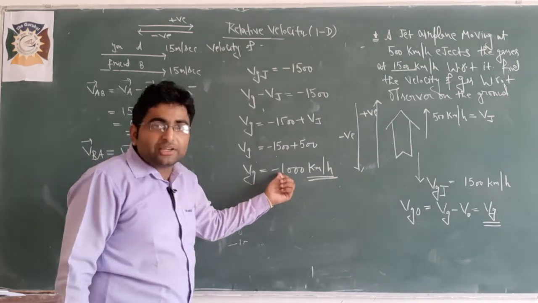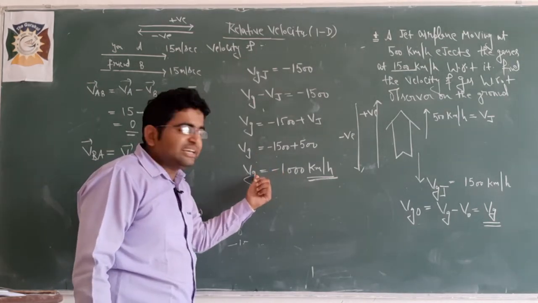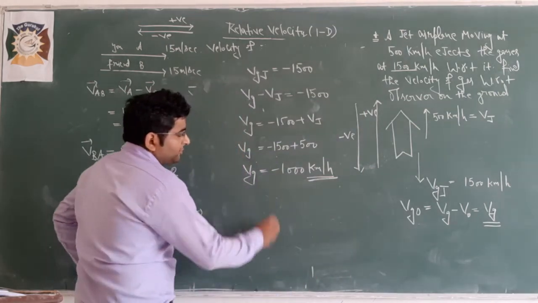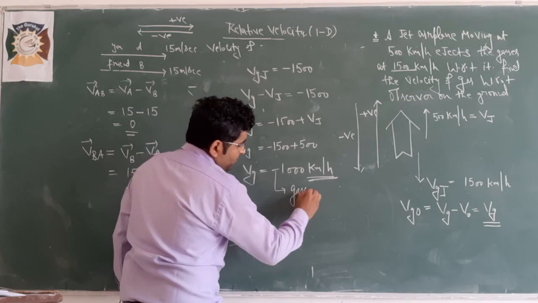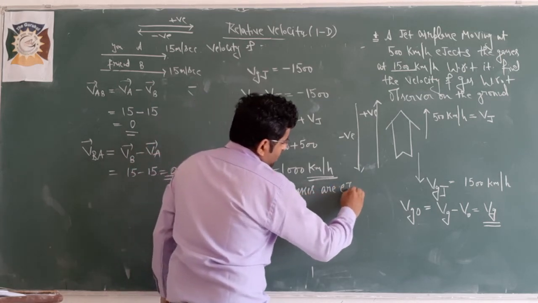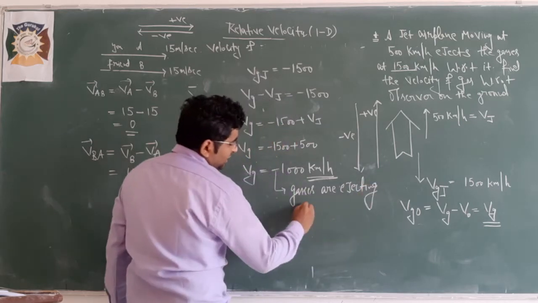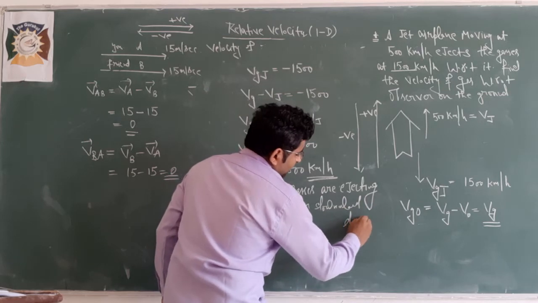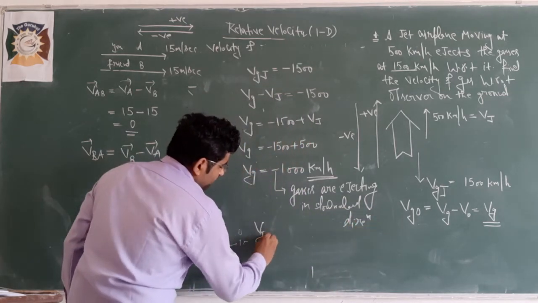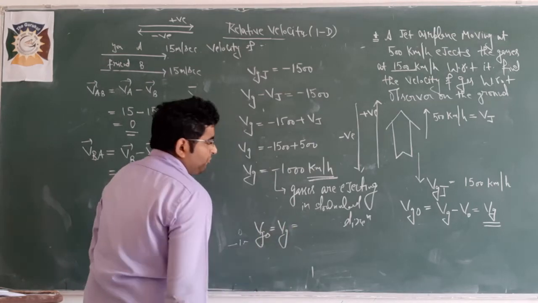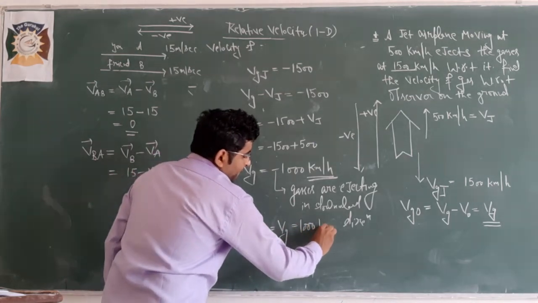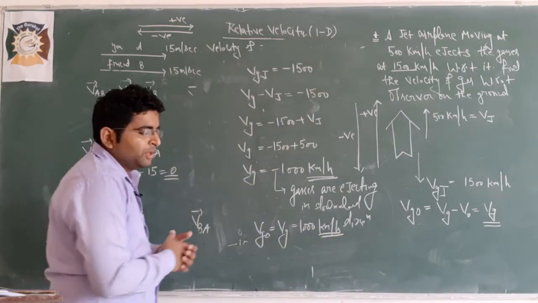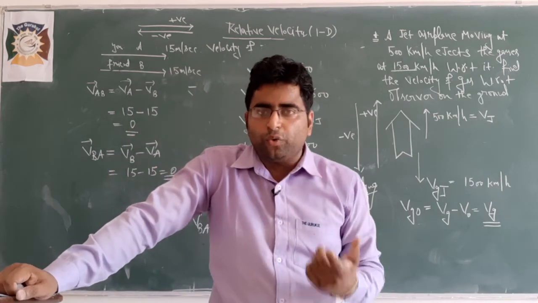But what does negative represent? It is representing that gases are ejecting in downward direction. Clear? So beta, the VGO, that is VG, in terms of magnitude I can write 1000 kilometer per hour. Clear? Okay beta, now it is all about relative velocity in one dimension.